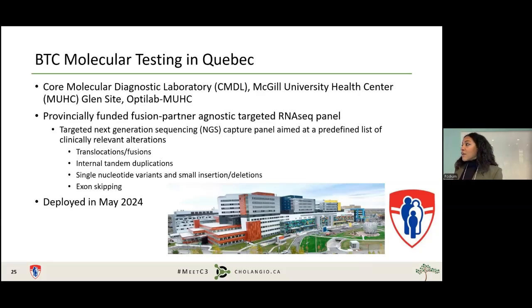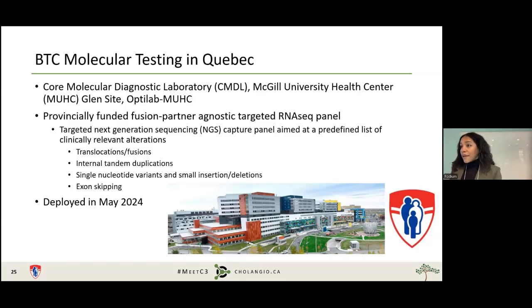But as our understanding of the molecular biology and therapeutics of cholangiocarcinoma progressed, we used this opportunity to repurpose the targeted RNA-seq panel that we had developed for molecularly testing the cholangiocarcinomas. And because of that setting, it gave us the opportunity to do that under the provincial umbrella. So it's actually RAMQ reimbursed.